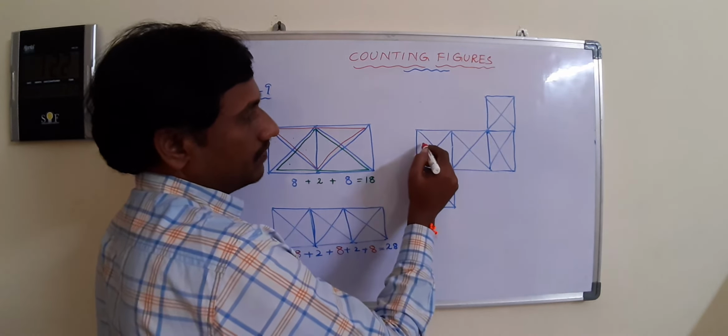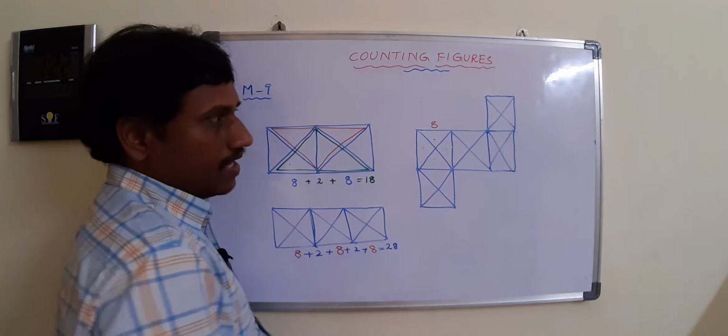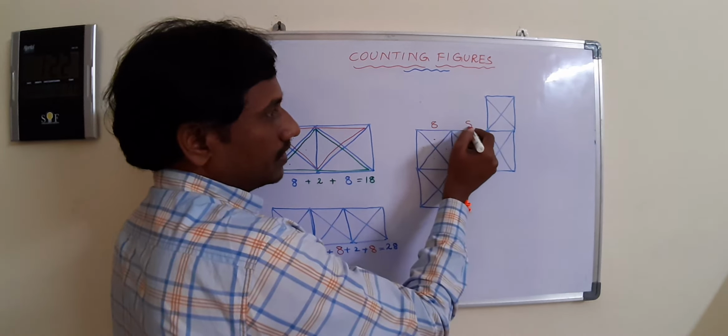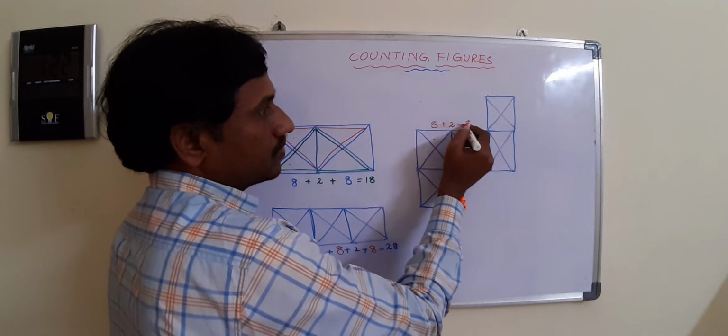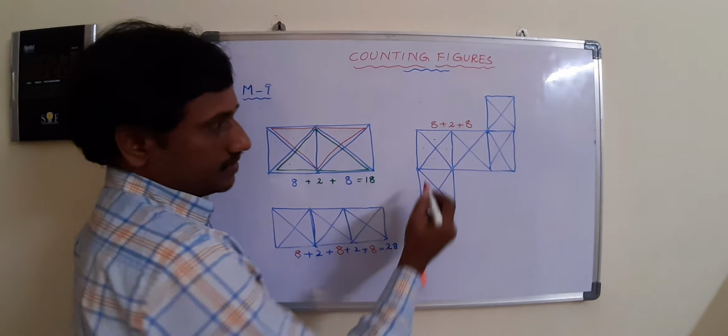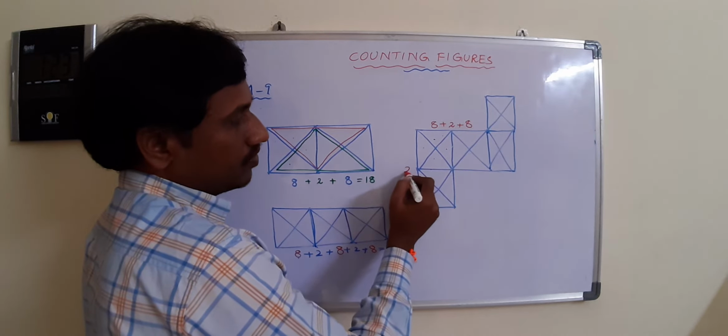Inside this square we are having 1 2 3 4, which means 8. Already we know how this is 8. And for this one we are also having 8. And the combination of these two gives 2. So 8 plus 2 plus 8 here. Next, for these two, this is the common point, so here we get 2 more triangles.